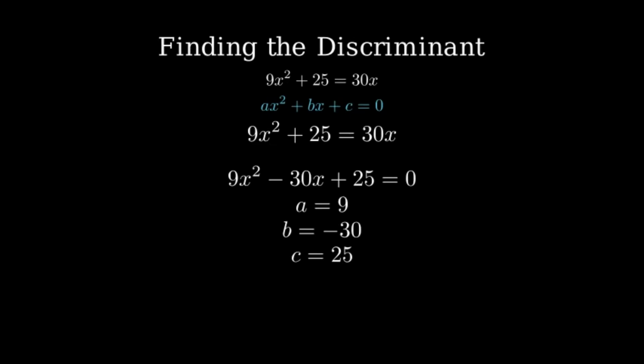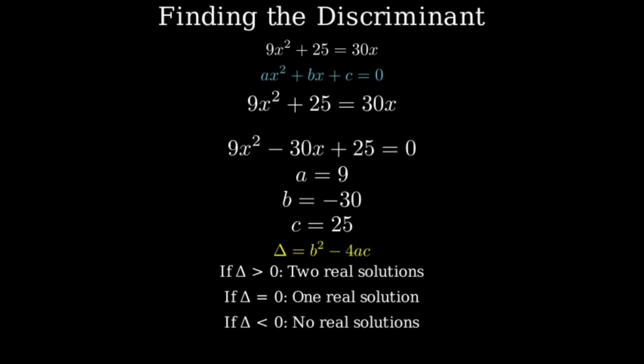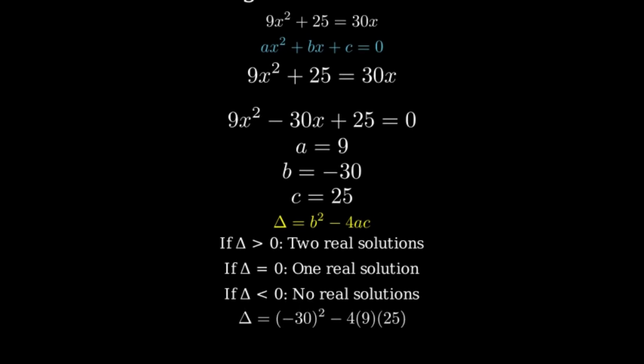The discriminant, which we denote with the Greek letter delta, is given by the formula b² − 4ac. This formula helps us determine how many real solutions our quadratic equation has. Let's substitute our values into the discriminant formula. We have (−30)² − 4 × 9 × 25.